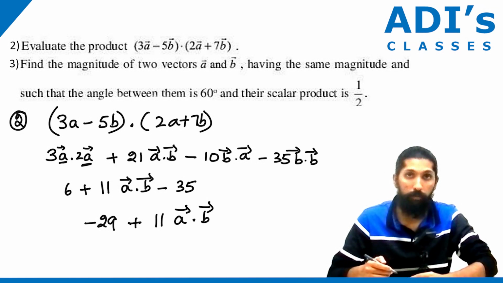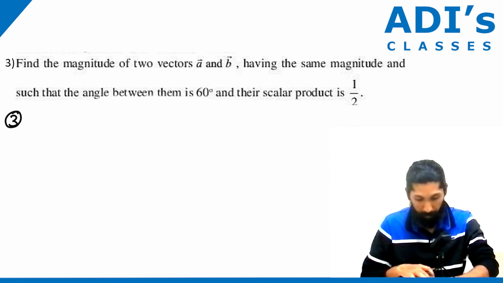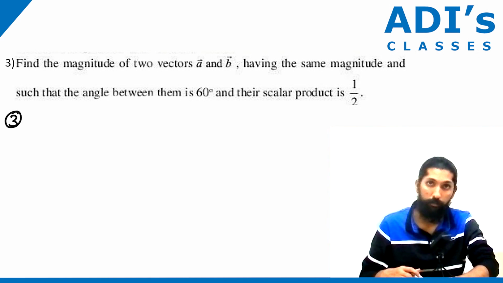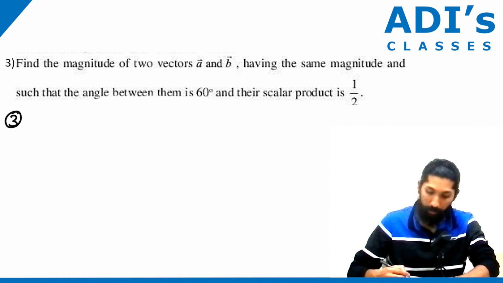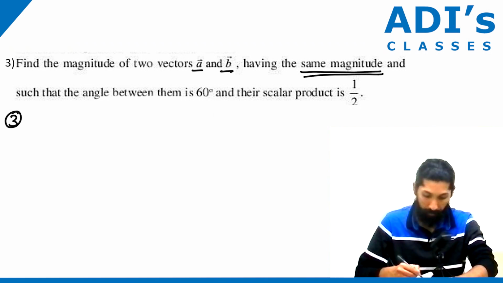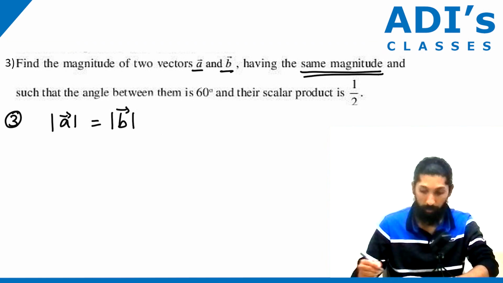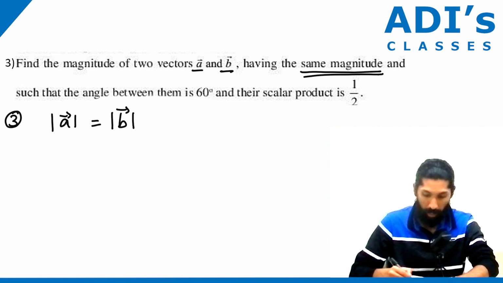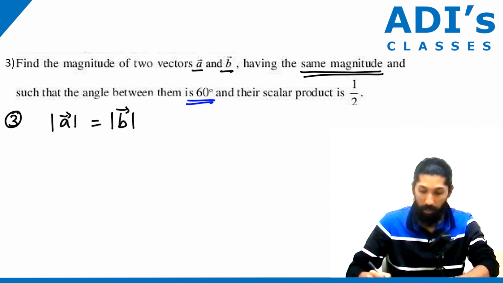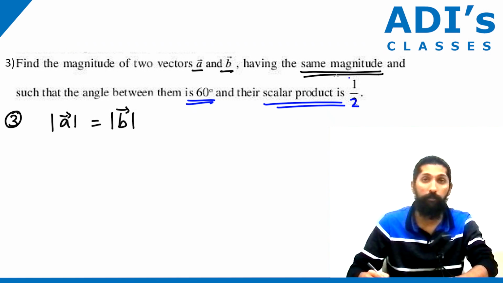Now, let's do the third one. For the third one, things are a little different compared to whatever we have done for the last two. See here, find the magnitude of two vectors A and B having the same magnitude. That means mod of A is equal to mod of B. Correct? Then they're also saying such that the angle between them is 60 degrees and the scalar product is half. Correct? So this value is half.